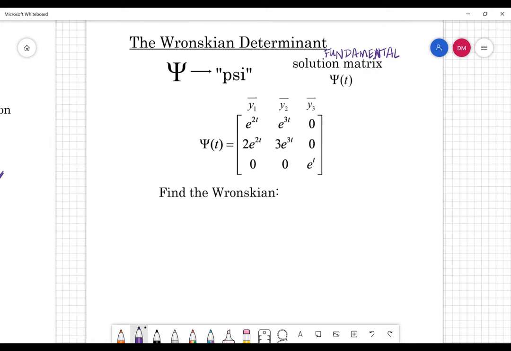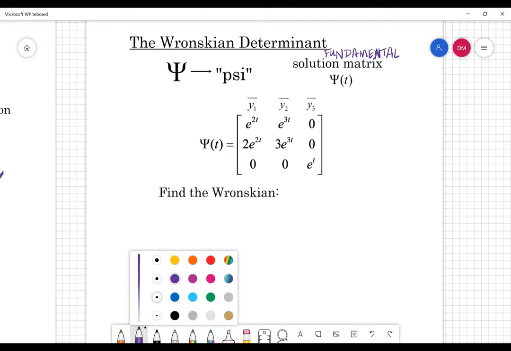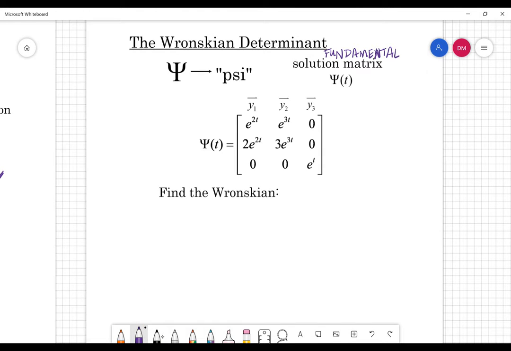So in order to find the Wronskian, we have to do the determinant of a 3x3. That determinant, remember, is going to look a lot like doing our cross product. So the Wronskian is going to look like e to the 2t. We start by going across the elements in the first row. e to the 2t gets multiplied by this 2x2 determinant right here. Multiplying 3e to the 3t by e to the t gives me 3e to the 4t minus 0. And then don't forget to change the sign on the middle.